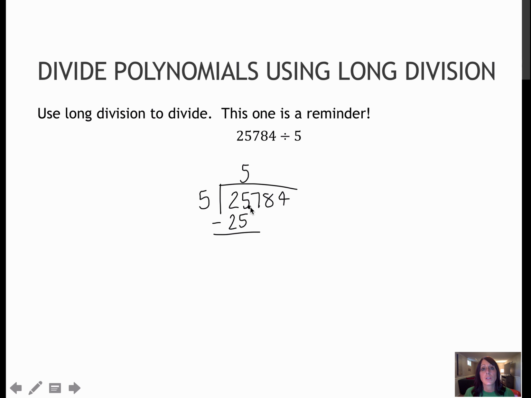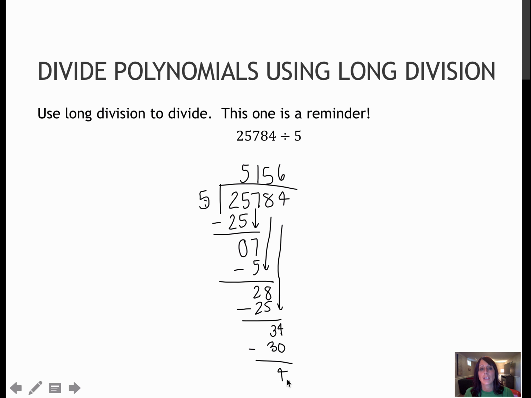I'm now going to subtract 25 minus 25, which gives me 0, and I'm going to bring down the next term, and then the whole process repeats. I say, how many times does 5 go into 7? 1 time. 1 times 5 is 5, so I'm subtracting it to get 2, and bringing down the next value. 5 goes into 28, 5 times. 5 times 5 is 25. I'm subtracting to get 3. Bring down the last value. 5 goes into 34 6 times. 5 times 6 is 30. I subtract to get 4.